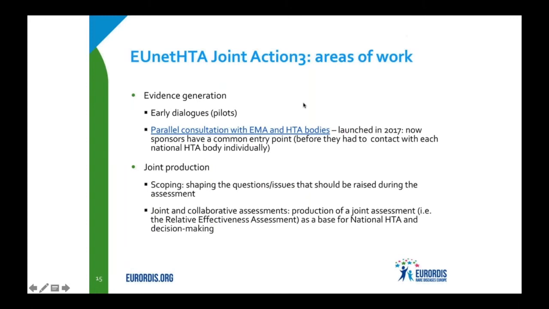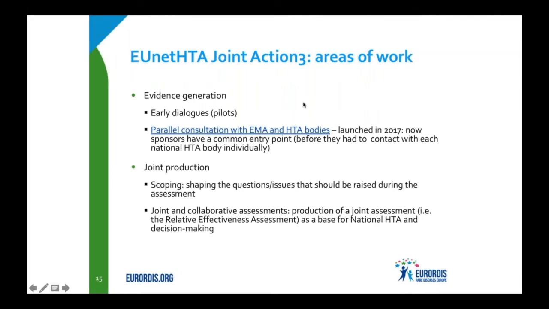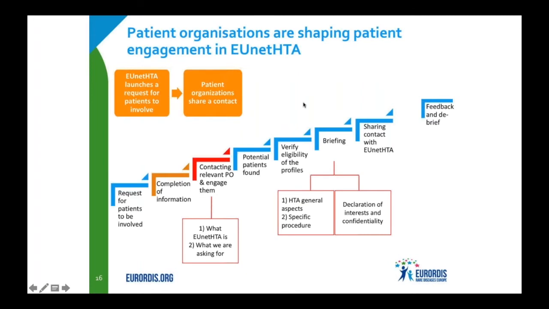So EUnetHTA, and currently this particular Joint Action 3, which they are currently working on, has two main areas of work: the evidence generation, in which early dialogues in a series of pilots are being done, and also the parallel consultation with the EMA and HTA bodies, which was launched in 2017, and now sponsors have a common entry point instead of going individually to each HTA body. And the other area of work is the joint production, so the production of joint assessments, for example, the relative effectiveness assessment, that will be the basis for the national HTA assessments and the decision making, ensuring that there is uptake of these joint reports by as many European countries as possible. Next, please.